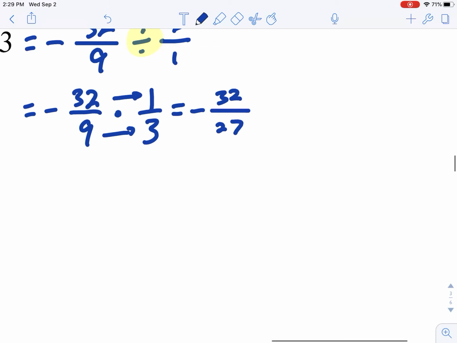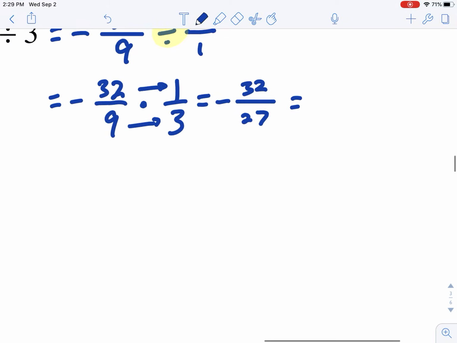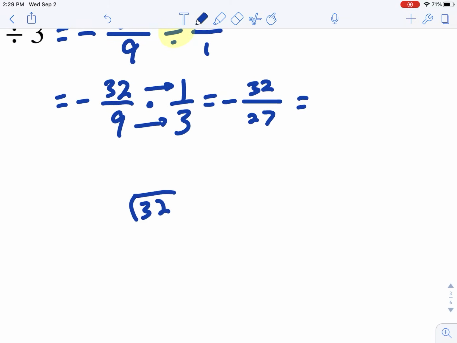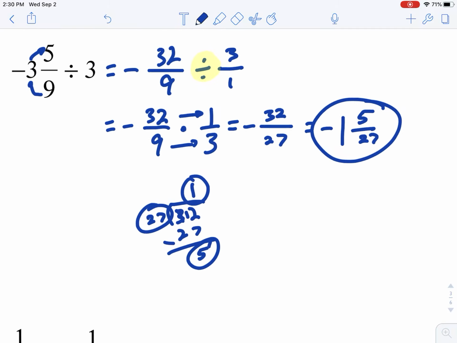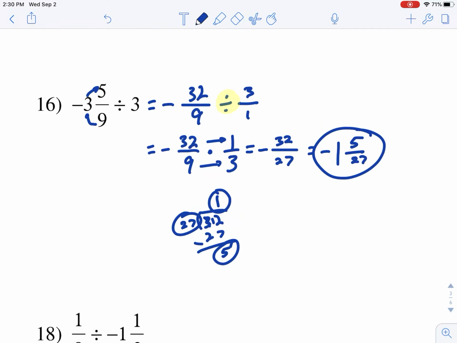All we can do now is change it back into a mixed number. So 32 divided by 27. Well, 27 only goes into 32 once. They're really close to each other. 27, so when you subtract that, borrow 12, that's 5. So negative 1 is my whole number. 5, the remainder. 27 is the denominator. That should be the answer to number 16.